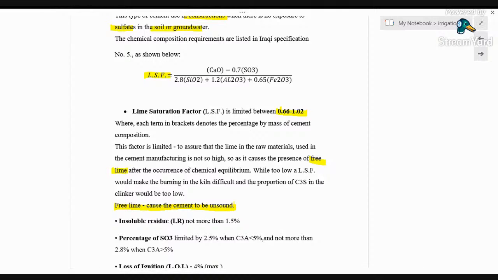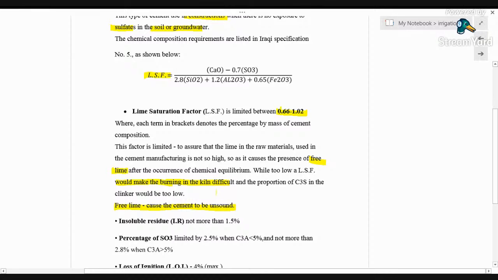If you are providing very little lime in the ordinary Portland cement, then what is the problem? It will make the burning in the kiln difficult. During the burning in the kiln, all the ingredients will not burn into definite proportions and we will not get a proper clinker. So we will not get proper cement, and the strength of the cement will not be adequate.